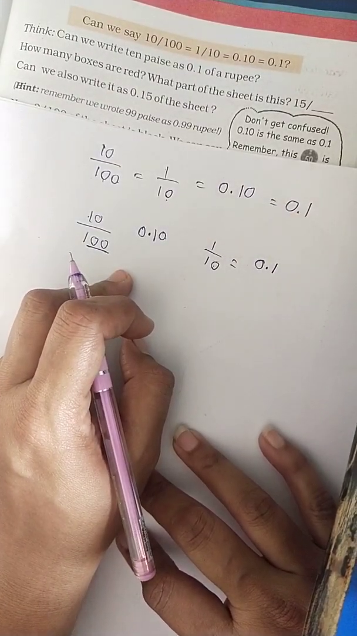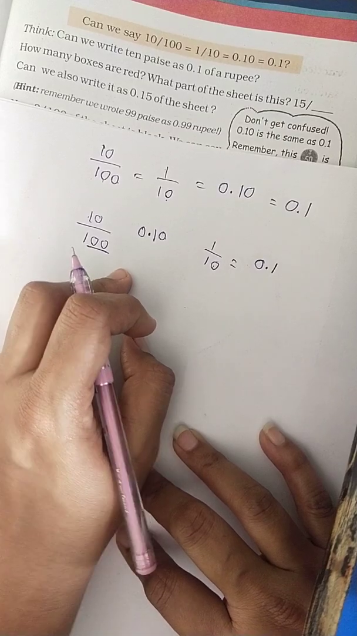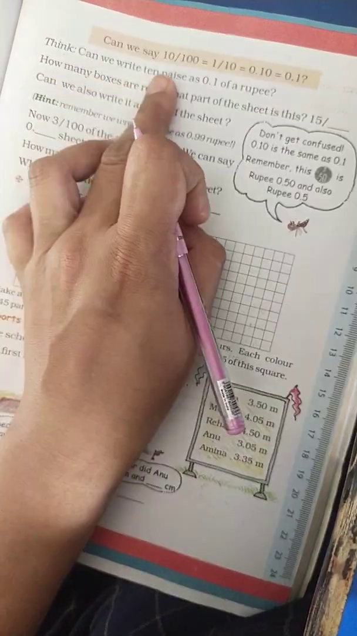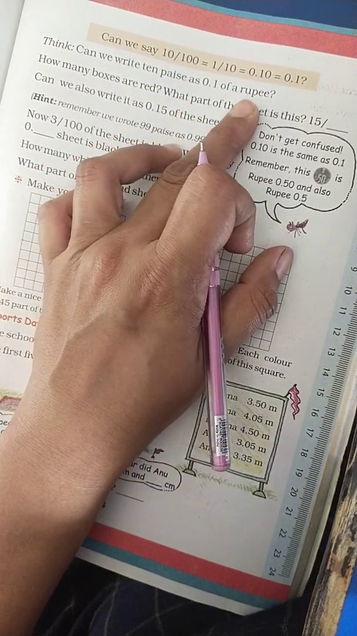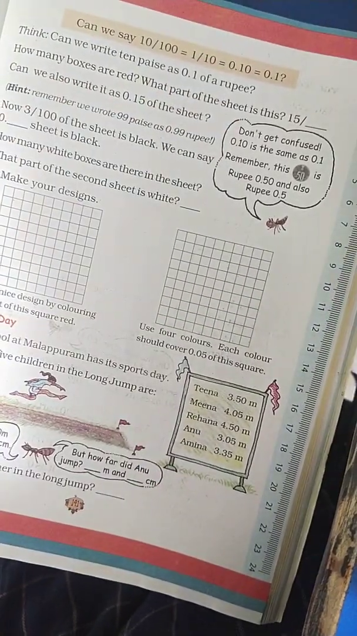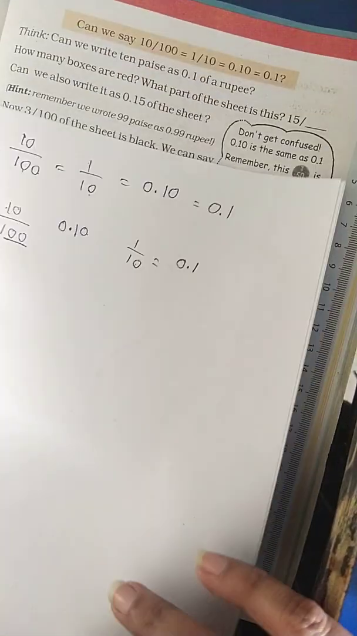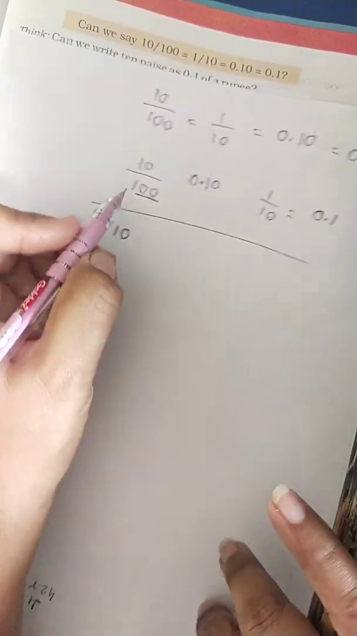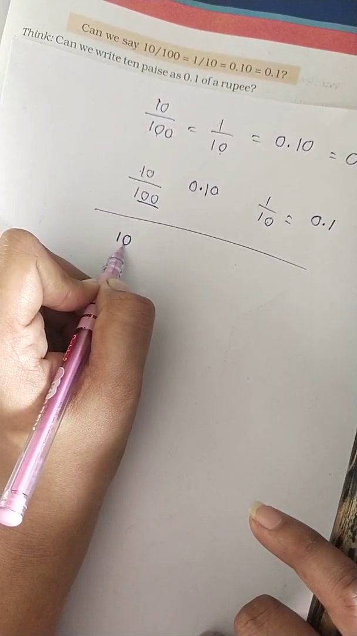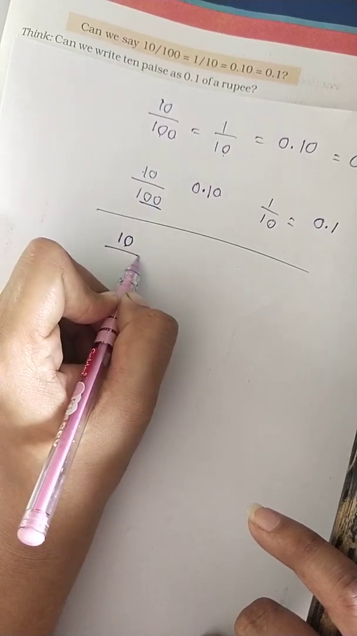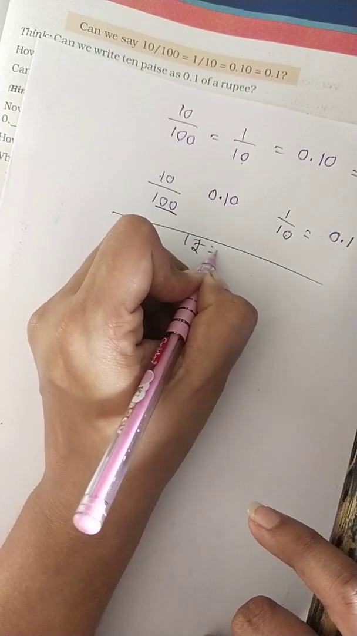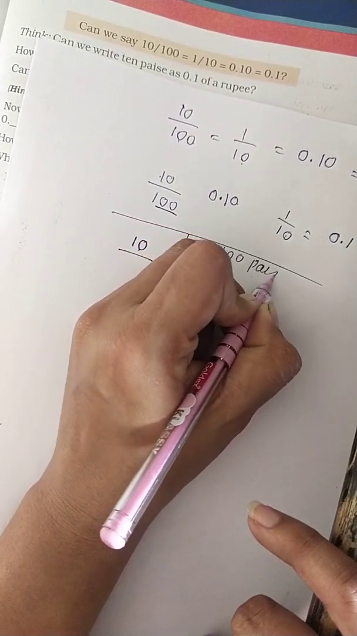Yes, all are equal. Clear, students? Okay. Now think, can we write 10 paise is equal to 0.1 rupee? So check, students, we are talking regarding the 10 paise. So 10 we have to write as a numerator, and in 1 rupee, how many paise are there? Yes, 1 rupee is equal to 100 paise.